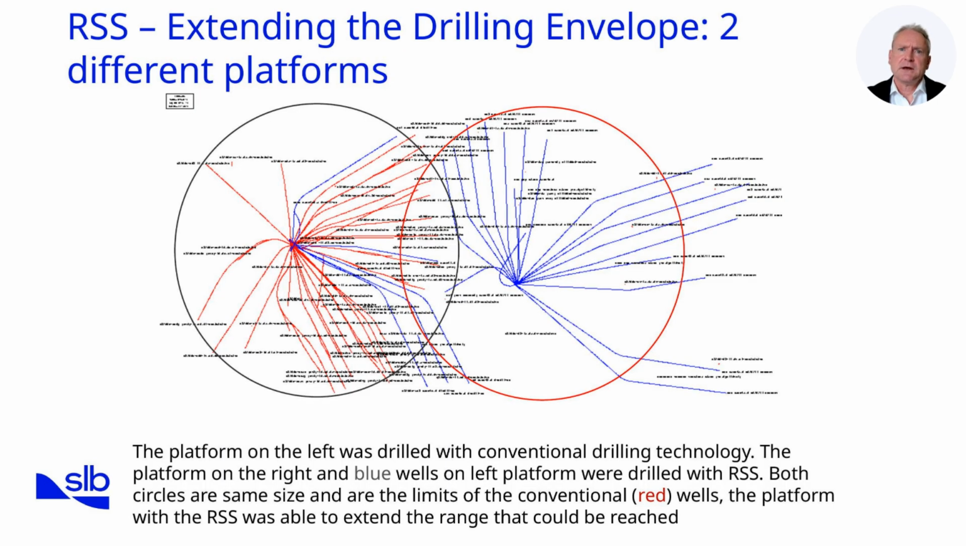This slide demonstrates RSS's ability to extend the drilling envelope. The image shows two platforms. On the left, wells drilled conventionally are confined within a red circle, indicating maximum reach. On the right, with RSS, blue wells extend far beyond the circle, showing greatly expanded coverage. Interpreting the picture, the same surface footprint accesses much more reservoir volume with RSS.